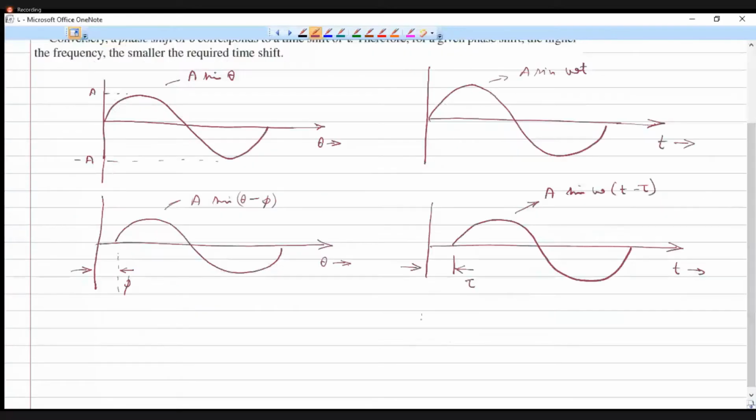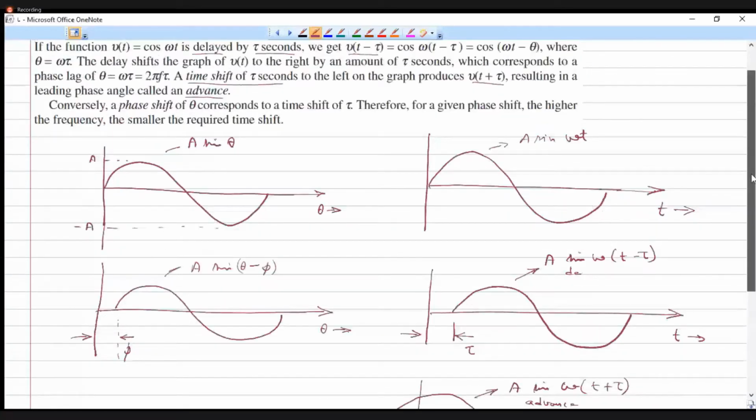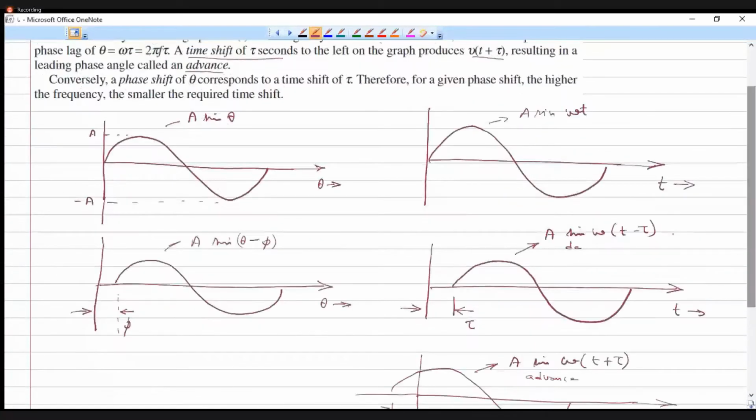Similarly, we can advance this function by a magnitude tau, in which case the original signal is shifted towards the left side. So we will get a signal like this, and this amount is represented by tau, and this function is represented by A sine omega of t plus tau. So this operation is called advancing the signal, and the other operation is called delaying of the original signal.